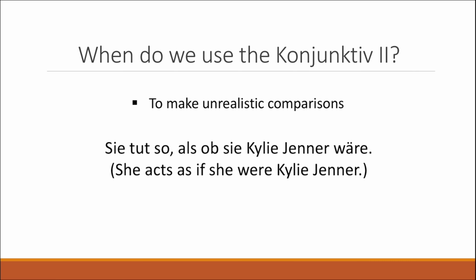Now let's move on, let's consider the fourth case, to make unrealistic comparisons. And this is pretty similar to the first one, to express unrealistic wishes. Sie tut so, als ob sie Kylie Jenner wäre. She acts as if she were Kylie Jenner. So in this case, we also have a hypothetical period, and she's basically acting as if she were Kylie Jenner, but this is basically unrealistic. So she's making an unrealistic comparison. And this is where we use it.